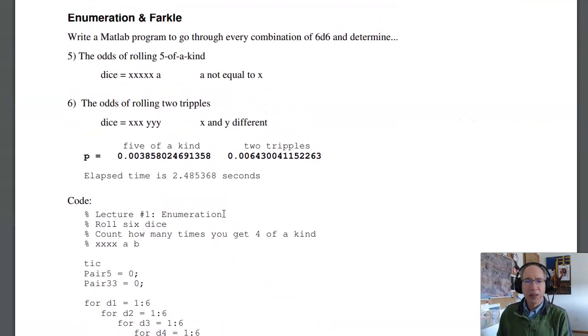Problem 5 is enumeration and Farkle. Use MATLAB, go through every possibility of rolling 6 6-sided dice and count. How many times do you get 5 of a kind? How many times do you get 2 triples?